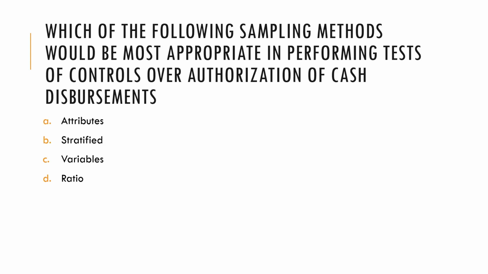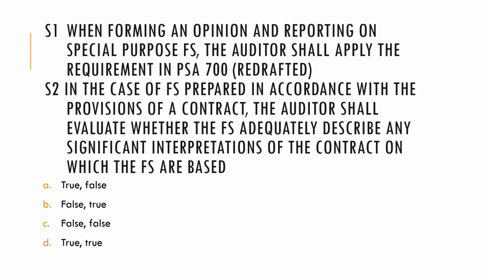Moving on to the next question, which of the following sampling methods would be most appropriate in performing test of controls over authorization over cash disbursements? Of course, we know this one to be attributes, because attributes is to test for characteristics. So if what you would like to look at is whether the cash disbursements are authorized, that's the characteristic under test, so you will use attributes sampling.